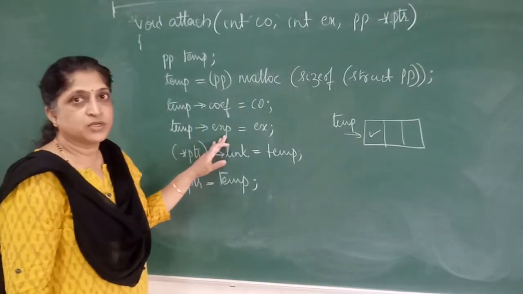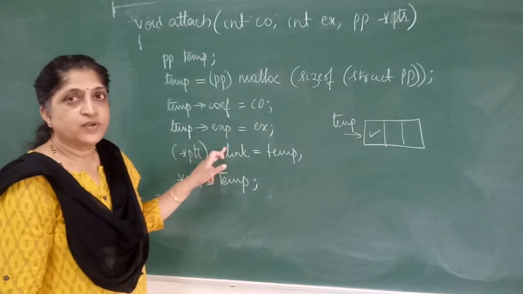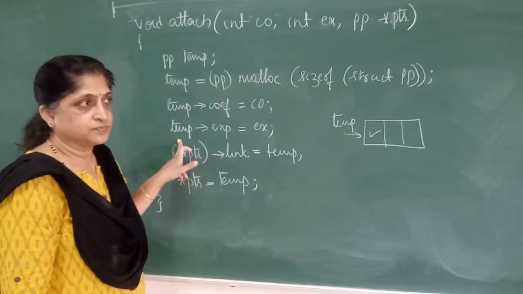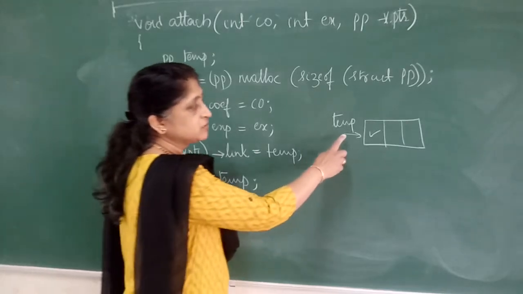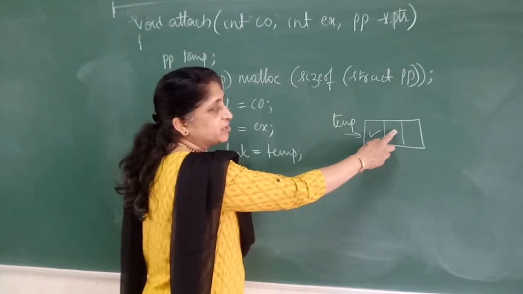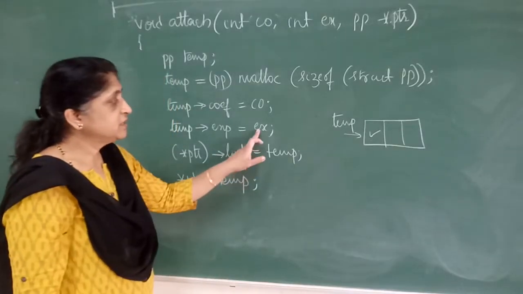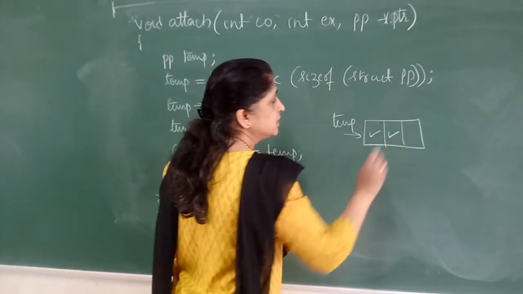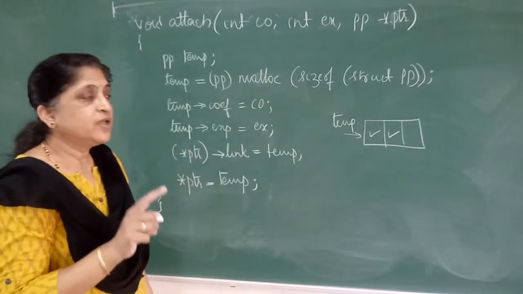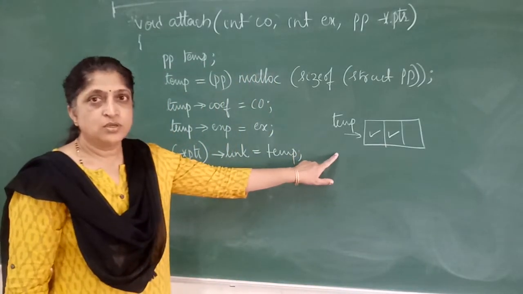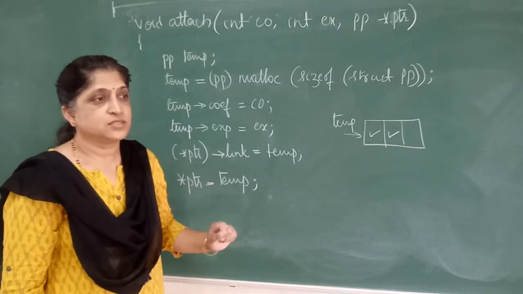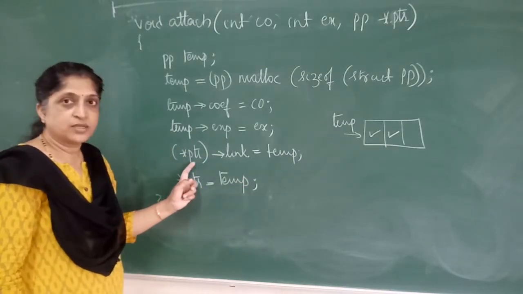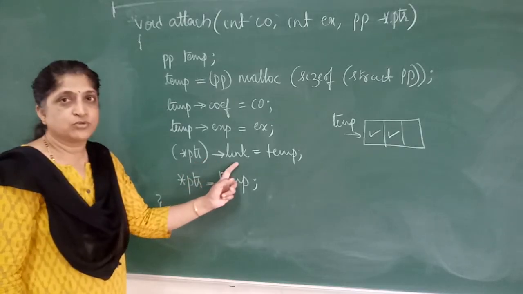Then temp exponent, that is, the exponent field of the node to which temp is pointing. Temp is pointing to this node and the exponent field is here. So we are trying to write here the value that we have accepted here, the exponent. So that value is written here. Then we have to add this new node to the currently existing list, and we are doing that in this part, with the link field.